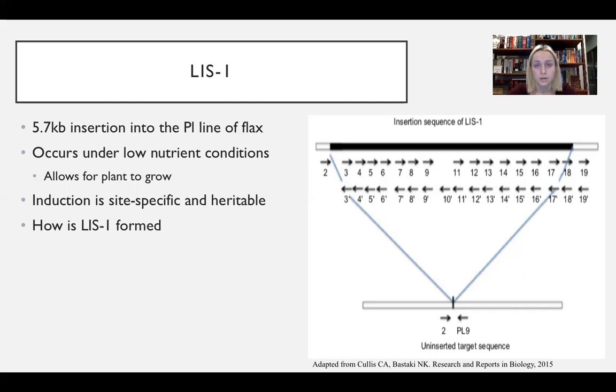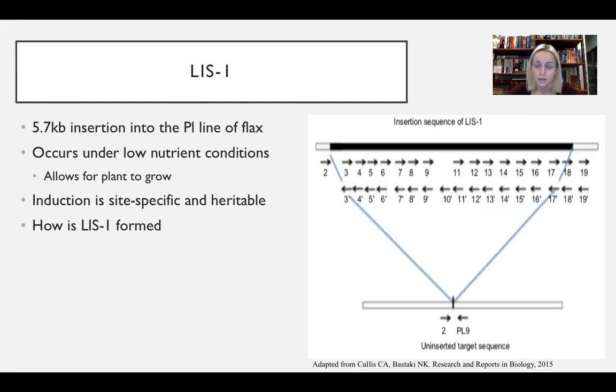There are a couple of theories of how LIS1 is induced and made, but the main idea right now is that there are fragments of DNA assembled outside of the genome and then inserted in when the inducing conditions occur. Some people believe that it might be like a transposon, but due to the makeup of LIS1, that is not the accepted theory.